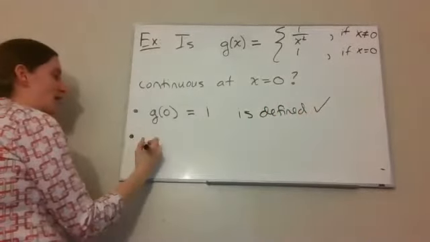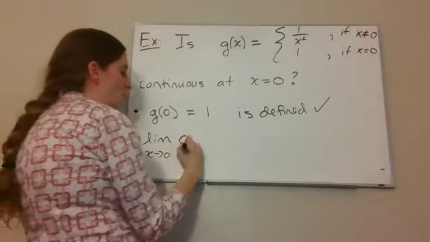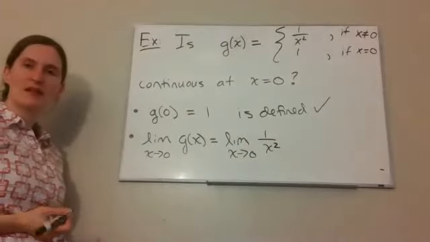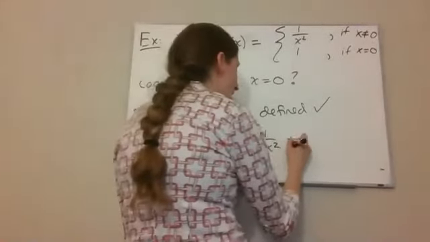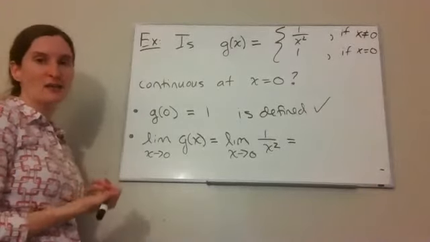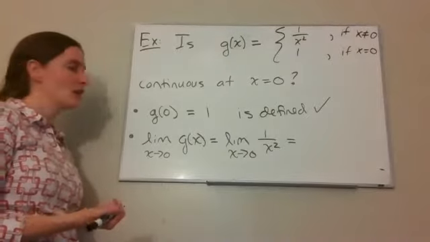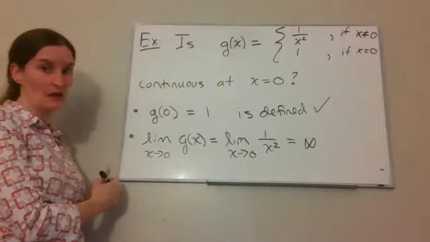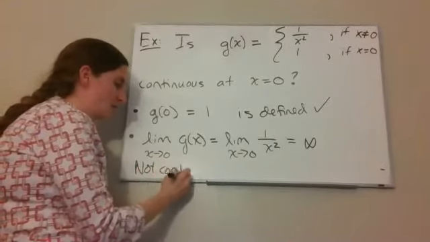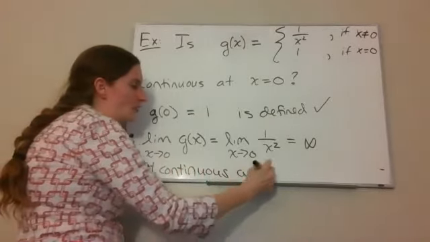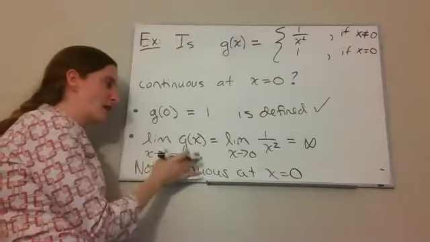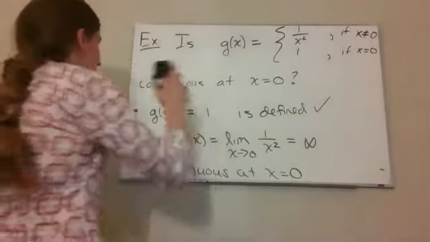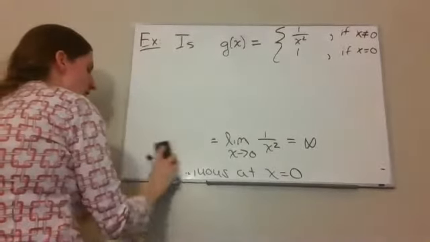Now let's find out if our limit exists. The limit as x approaches 0 of g is equal to the limit as x approaches 0 of 1 over x squared. And now what happens as our x approaches 0 in this case? Well, regardless of whether we're plugging in values to the right of 0 or the left of 0, that x squared is positive. So we get 1 divided by a super tiny positive, and we get infinity. Now, is that limit equal to the actual function value? No, it's not. So we are not continuous at x equals 0. Even though my function was defined there, the limit does not equal that function value. In fact, our limit doesn't even exist as a finite number. Let's do another example.